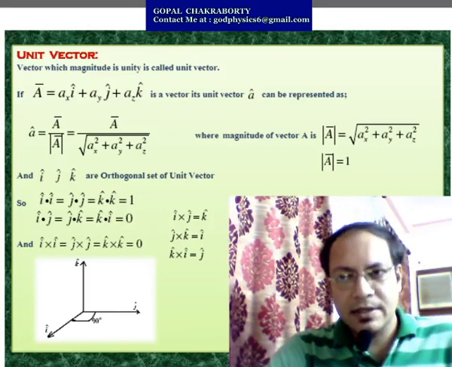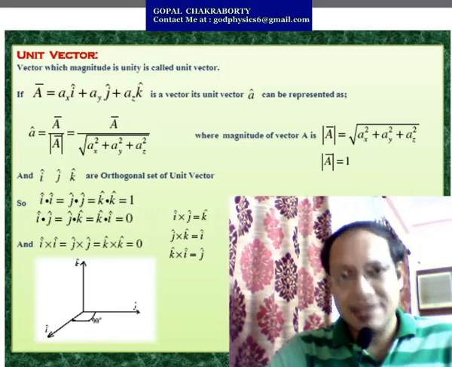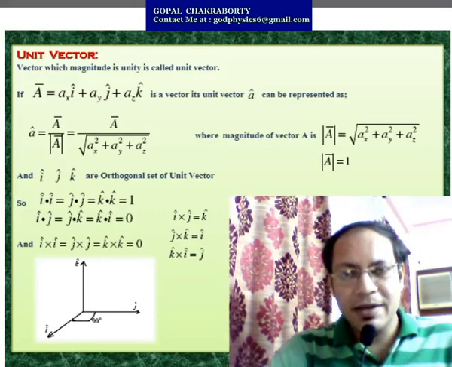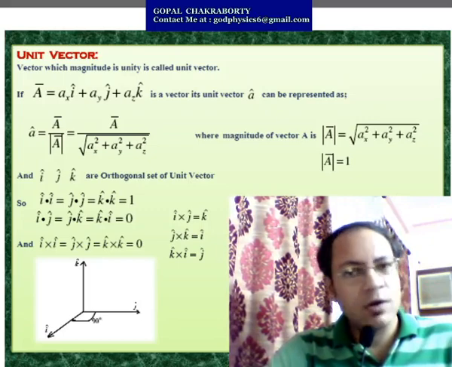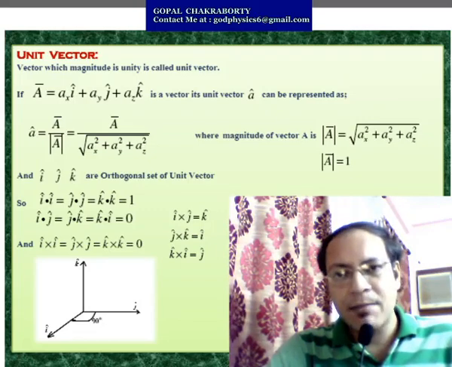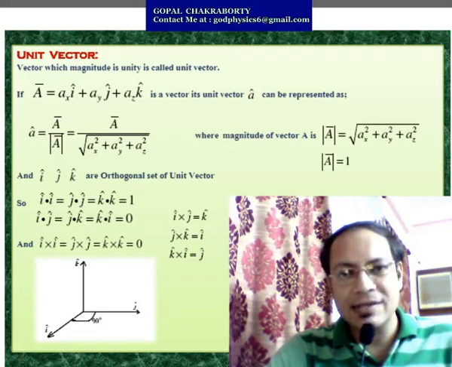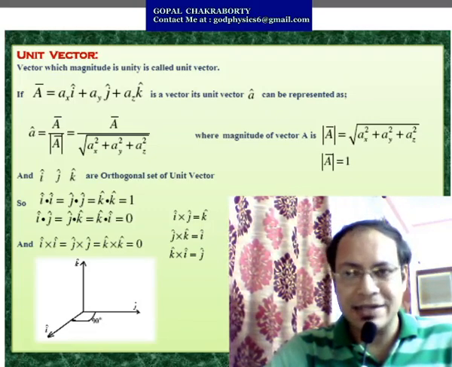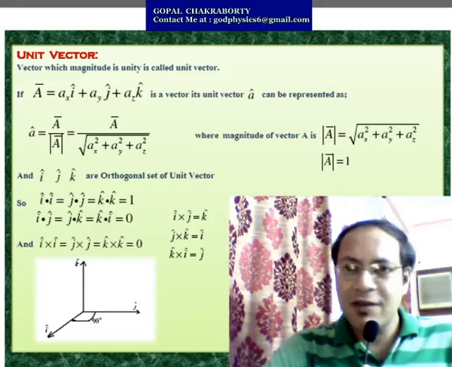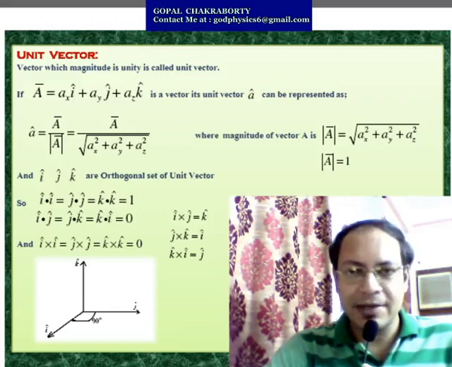Now if we consider a vector as represented earlier, the unit vector small a cap will be represented as vector A by mod of vector A, where the magnitude of vector A can be found by the formula under root ax square plus ay square plus az square. So small a cap will give you the unit vector along the direction of vector A.